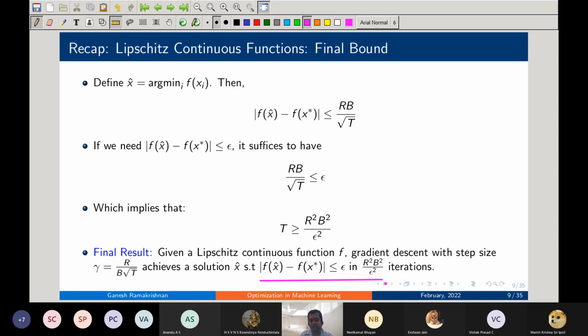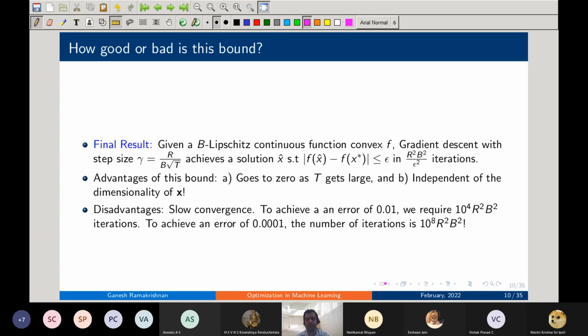Right, but can it be a slower growth is the question. And we specifically again gave you this example. It goes to 0 as t gets large, independent of the dimensionality of x. Those are advantages, but to get an error of 0.01, we require 10 raised to 4 r square b square iterations, where b is a Lipschitz continuity constant and r is the radius that contains the initial iterate.